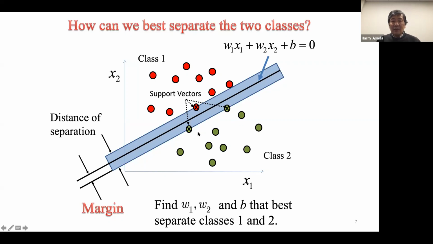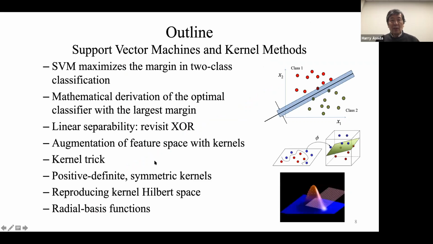By the way, at the end of the day, what you find is just a few key data points, like those shown here, that separate the two classes. These points are called support vectors. They support the band and determine the widest separation between the two classes. So, a quick outline today.